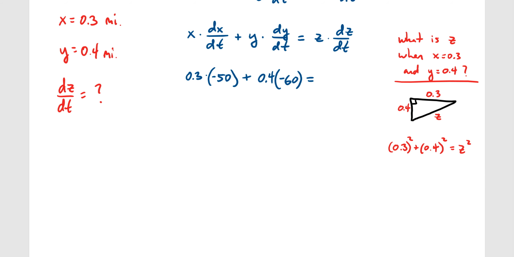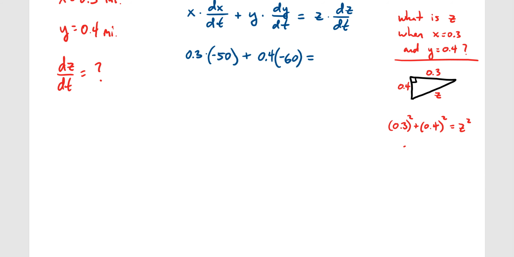And you would end up getting 0.25 on the left-hand side. We take the square root of 0.25 and we get 0.5 miles. Okay, so that is our z. That's what we go ahead and plug in here. So 0.5 times dz/dt.